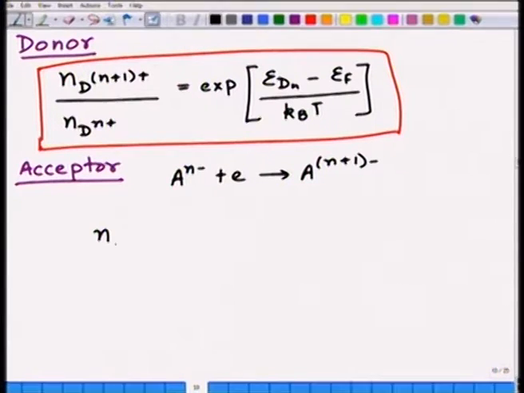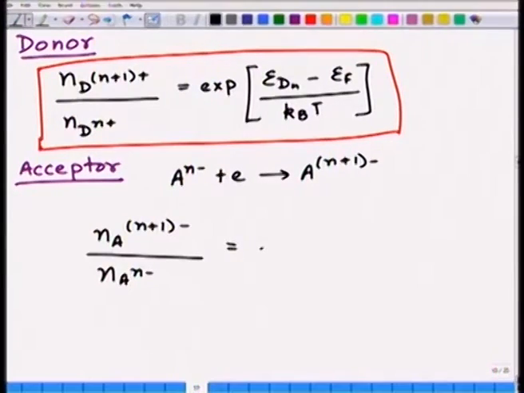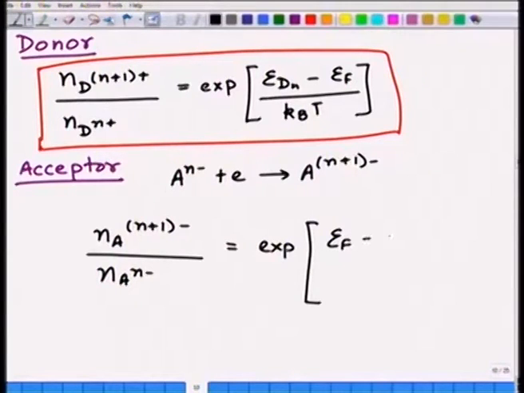By the same token, the number of this species A in the n plus 1 minus state per unit volume, divided by the number of A in the n minus state, is simply given by an exponential. This is the ratio in which the ionization occurs.